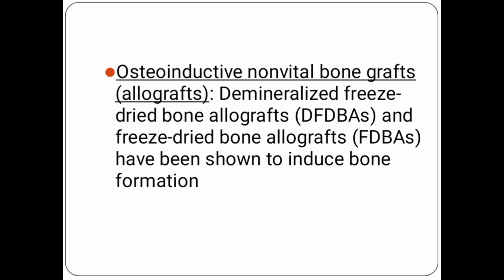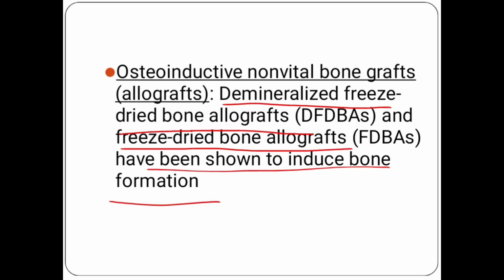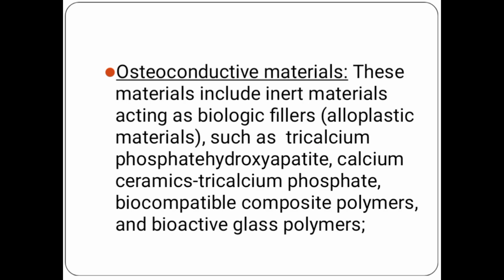What is an allograft? An allograft is a tissue graft from a donor of the same species as the recipient but not genetically identical. It is taken from one person and placed in another person. In this, we use demineralized freeze-dried bone allografts and freeze-dried bone allografts, which have been shown to induce bone formation. Before, with autografts, we were talking about intrabony and furcation defects, and this is for bone formation.